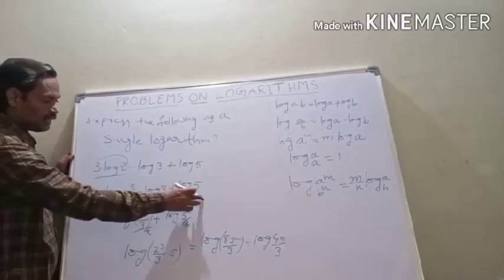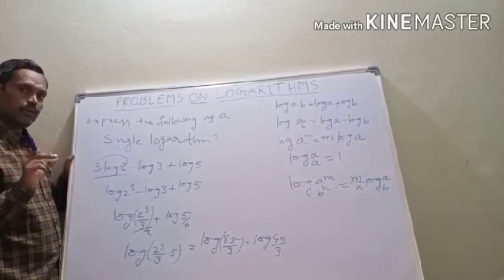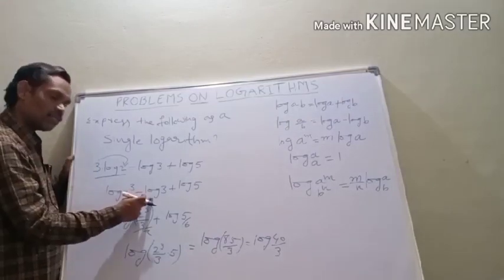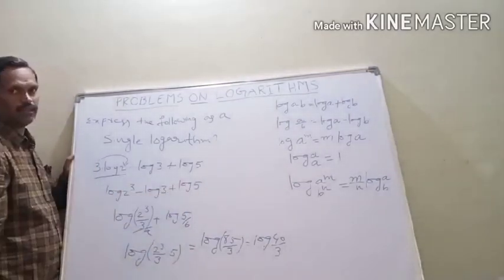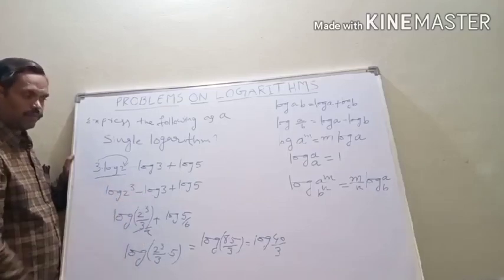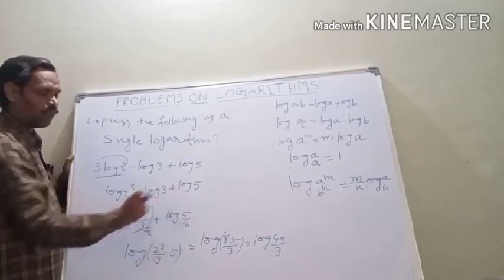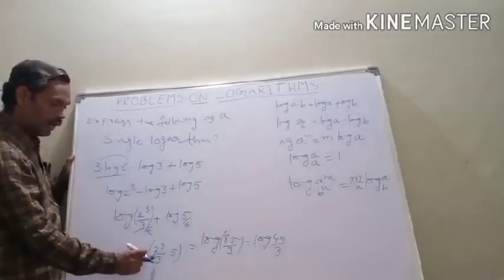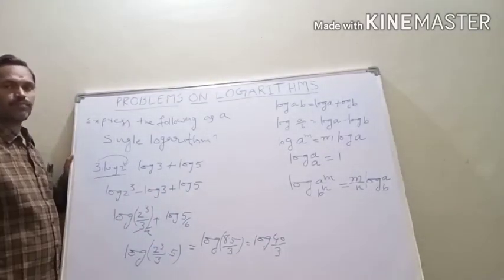After that, the sum will be of 2 types: difference of logs or sum of logs. If you have a difference of logs, you have to use log A by B. If you have a sum of logs, you have to write log A into B. Okay?